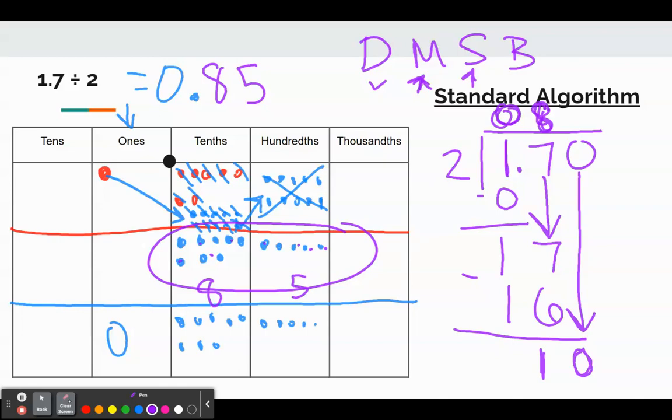10 divided by 2 is 5. 5 times 2 is 10. And if I subtract 10 minus 10, that gives me 0. So now I don't have anything left over. So I just bring my place value up. And so now I have 85 hundredths.